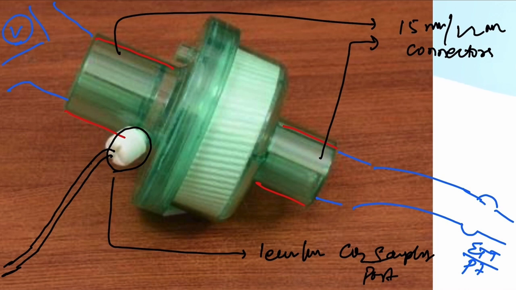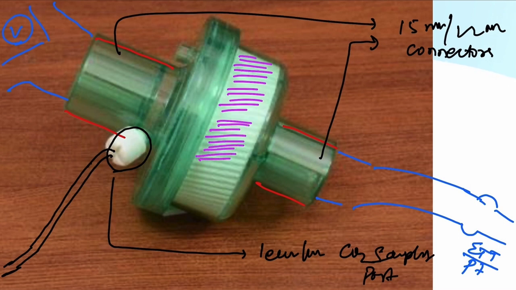And this is the corrugated piece of paper with hygroscopic material attached over it, right? And it is covered by transparent plastic.